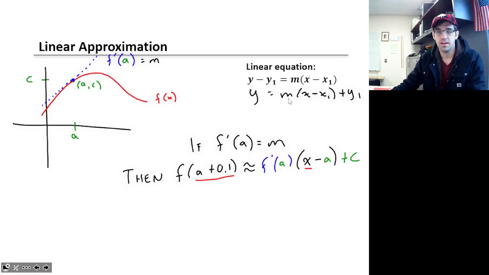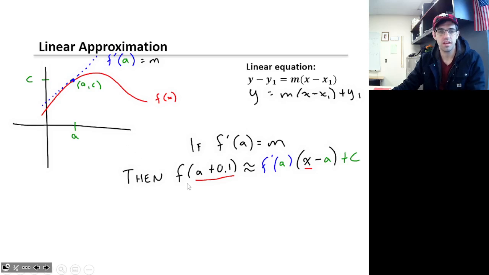And we can say m is slope. Well, we're given slope if we're given the derivative equation. The derivative equation is slope, like dy/dx is m. So we can replace m with f prime at a. And now this will give us the linear equation that is that tangent line at x equals a.